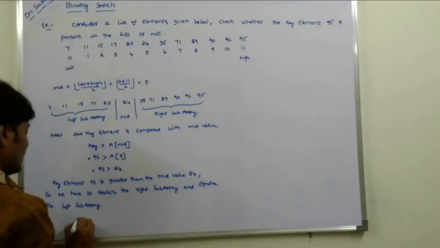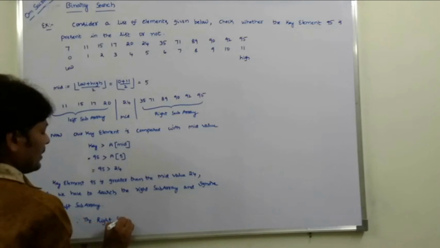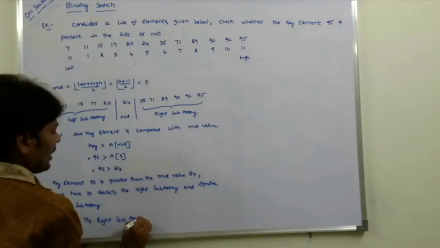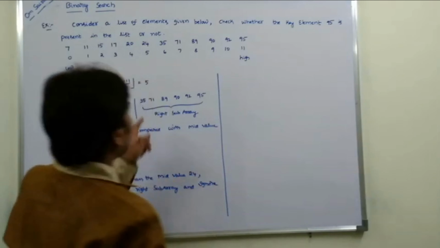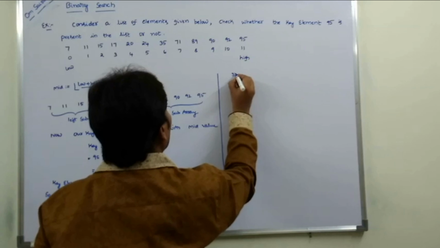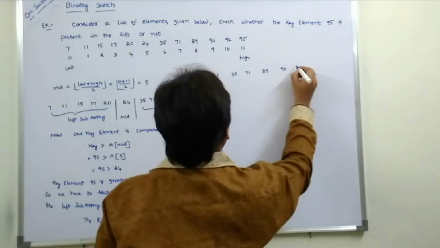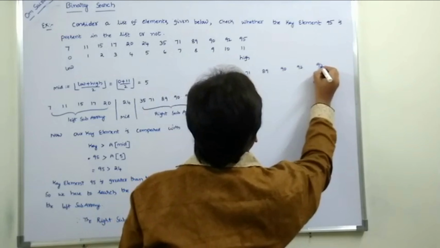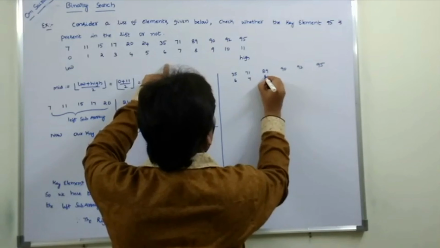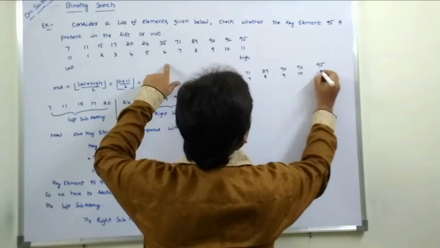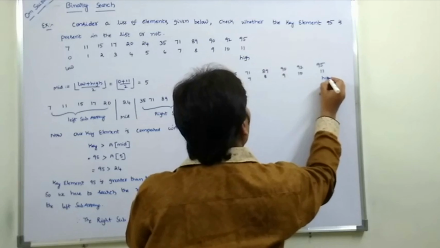So the right sub array is, what are the elements in the right sub array? That is 35, 71, 89, 90, 92, 95. What are the indexes? 6, 7, 8, 9, 10, 11. Again, this is low value and this is high value.